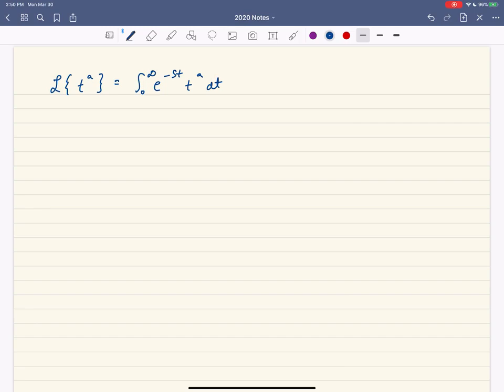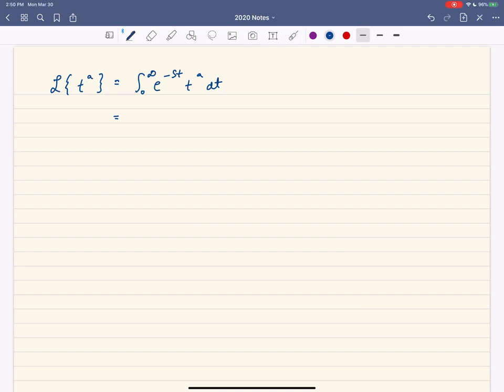So next what I want to do is find the Laplace transform of t to a power. And if we do that, let's just kind of track what's going to happen here. We're going to do integration by parts again. And I just want to see what we're going to get here. So we're going to do integration by parts.